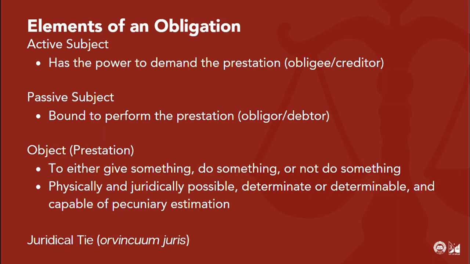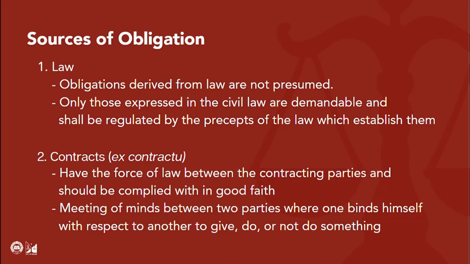If there are sources of law, there are also sources of obligation. And under here are first, law, second, contracts, third, quasi-contracts, fourth, delicts, and fifth, quasi-delicts. Law is one of the main sources of obligation, since obligations derived from law are not presumed. Only those expressed in the civil law are demandable and shall be regulated by the precepts of the law which establish them.